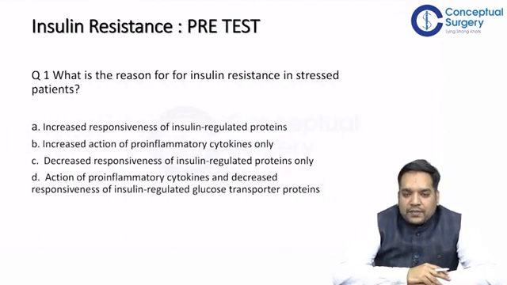So the pre-test: what is the reason of insulin resistance in the stress patient? Increased responsiveness of insulin regulated proteins, increased action of pro-inflammatory cytokines only, decreased responsiveness of insulin regulated protein only, and choice number D, action of pro-inflammatory cytokines and decreased responsiveness of insulin regulated glucose transport proteins.